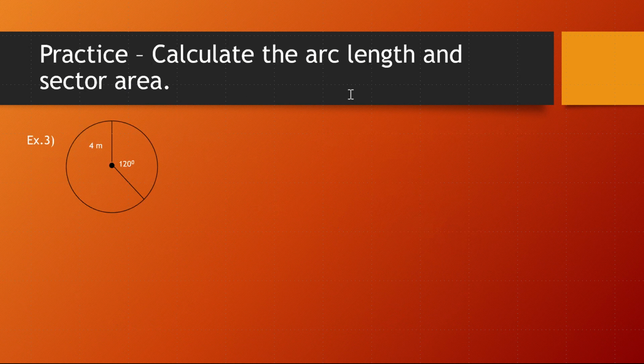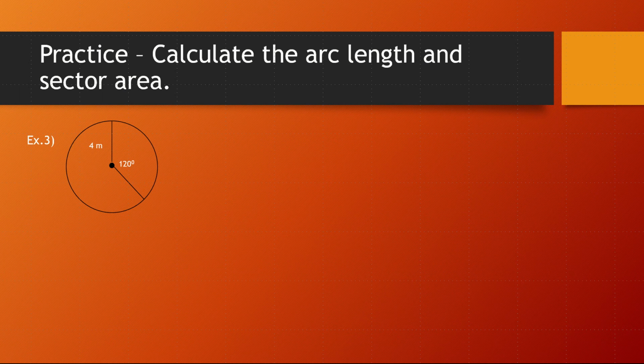You're asked to calculate the arc length and the sector area, given that the radius of this circle is 4 and that this angle, theta, is 120 degrees. So please go ahead and pause this video and work on that, and then we're going to get it done in a few seconds here.